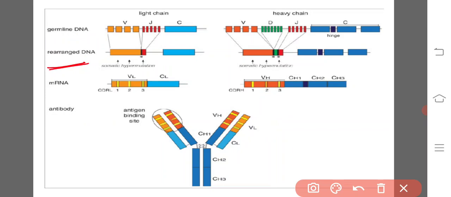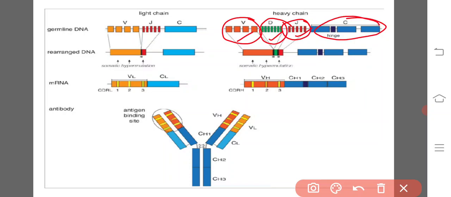The variable region of the heavy chain immunoglobulin molecule is coded for by three separate genes referred to as VH, the variable heavy chain region, DH, D for diversity, and JH, J for joining gene fragments. So the variable region of the heavy chain of the Ig molecule is coded for by three separate genes: VH for variability in the heavy chain, DH for diversity, and JH for joining of all these small gene fragments. A distinct gene segment codes for the constant region of the heavy chain, that is CH.